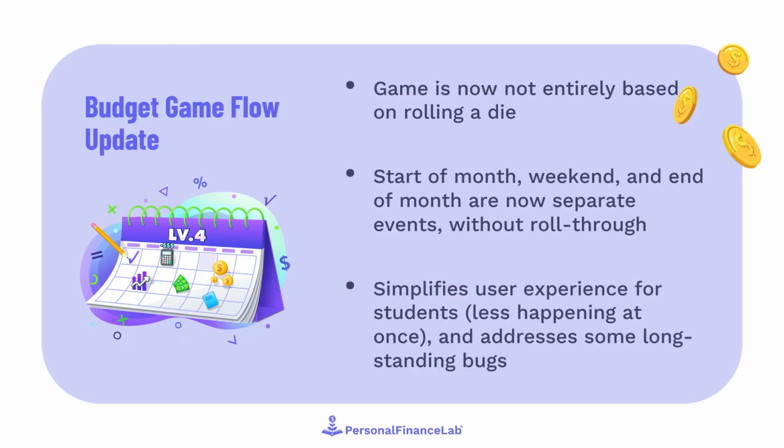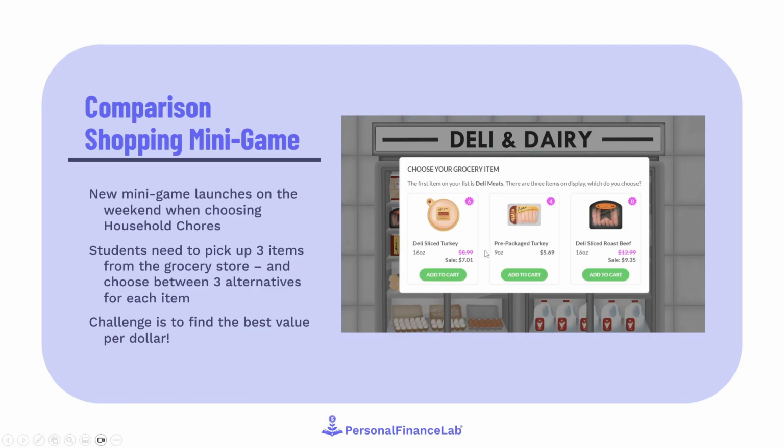The next update is our comparison shopping minigame. So this is an event that happens as part of the budget game when a user chooses to take care of their household chores on the weekend. So we are releasing mini games for each of our weekend events. Our original mini game launches when the user chooses to work extra hours. It gives them a little puzzle game and they can earn money in their next paycheck depending on how well they perform. This next one is our comparison shopping mini game. This launches when they choose to do household chores.